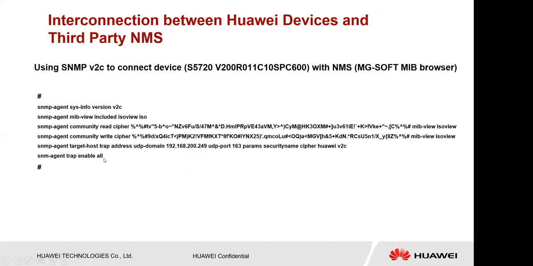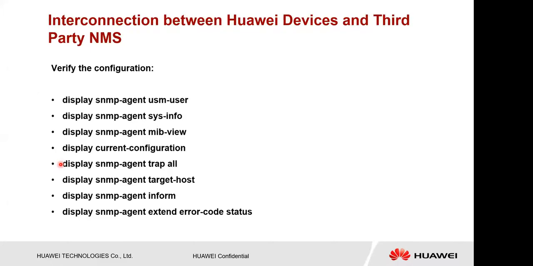For this command, some of the traps are disabled by default on our Huawei switch. If they are disabled, you can run this command to enable all the SNMP agent traps, or you can also specify the specific traps that you want to enable. Once you have configured SNMP, you can verify the configuration using some commands.